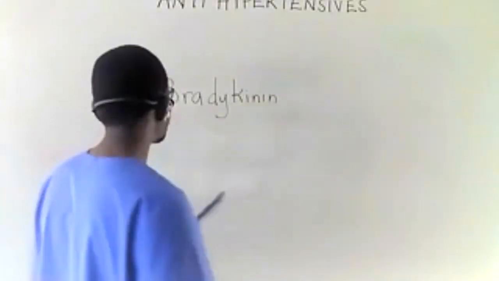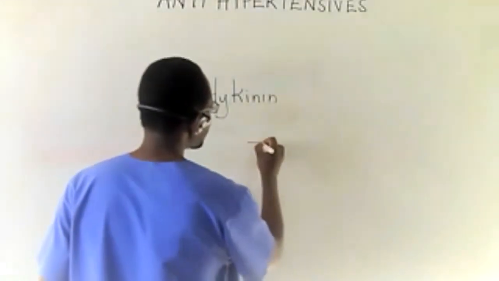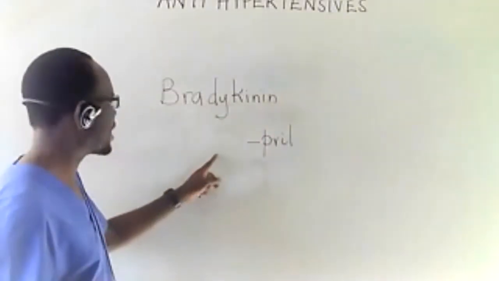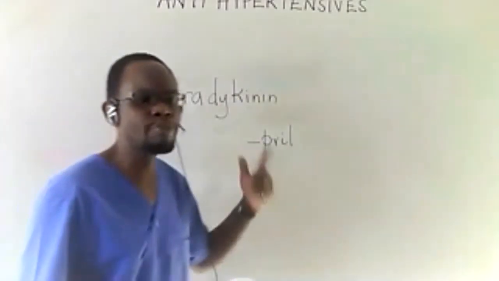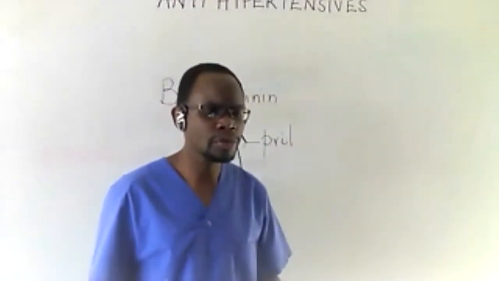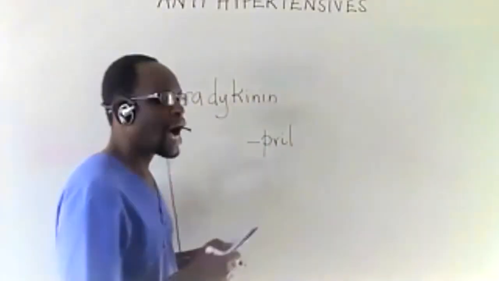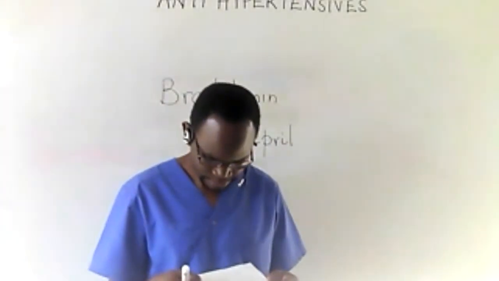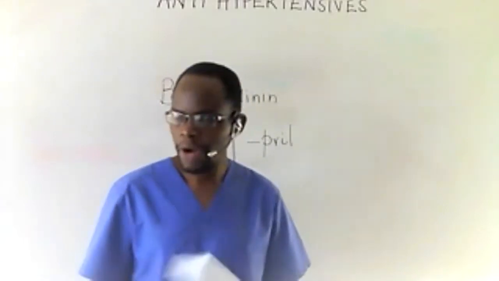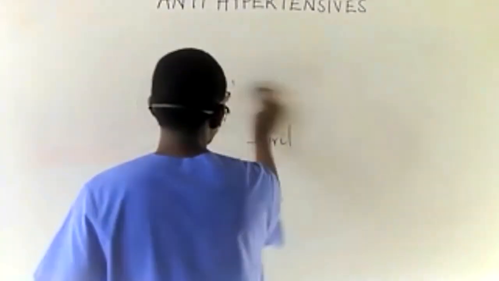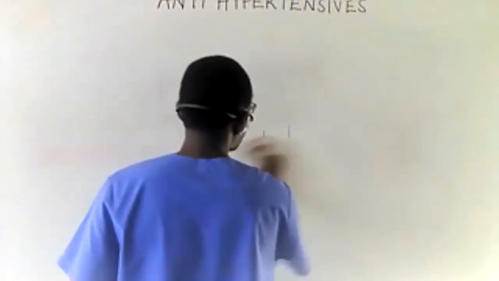And of course, we said examples. What are the examples? Those drugs that end with prill, like captopril, lisinopril, enalapril, all those are called angiotensin converting enzyme inhibitors. Is that clear? All right, so that has been another category of antihypertensives that is usually used in management of hypertension.